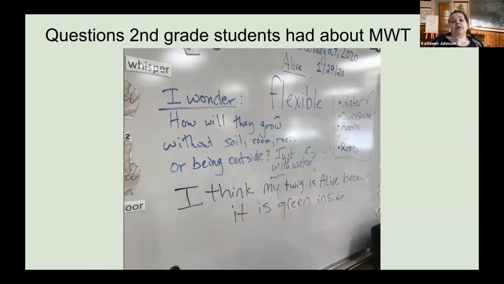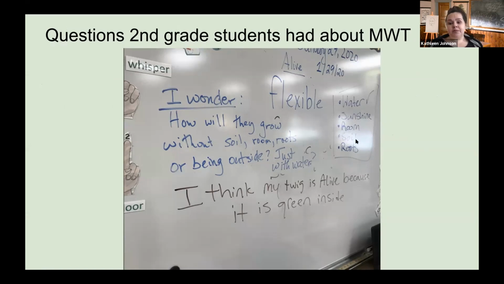We did the Mystery of the Winter Twig with a 2nd grade classroom and started with asking them what they know about what plants need to live. They gave us the list: water, sunshine, room, soil, and roots. But this led them to ask us, if we're just putting the twig in water, how is it going to grow without most of these things?